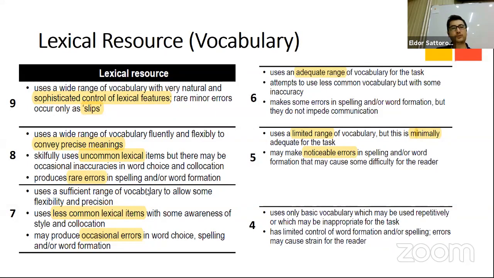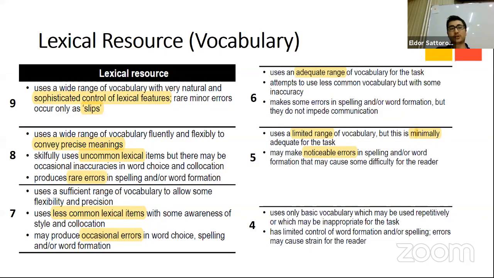Okay, what's the 0.8? Let's have a look at the 8 point. It conveys a precise meaning. So the vocabulary that you're using makes it very comfortable and easy to deliver your meaning. Second is uncommon lexical items. There's a key word here, uncommon. That's something you really have to think about. If everyone is using the same vocabulary and you don't want to repeat them, you want to say something more than this.